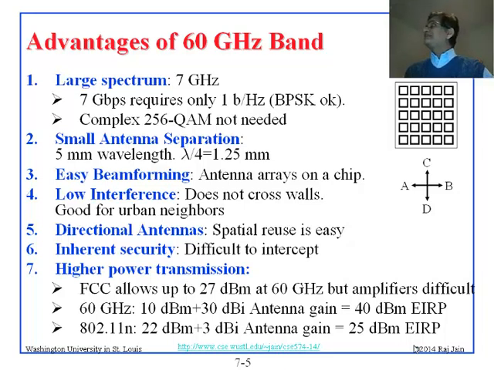Second thing is antenna separation. Remember I told you that the antenna separation is lambda by 4. For 2.4 gigahertz, the lambda was how much? 12 centimeters. So it was 3 centimeters required. Here, the lambda is 5 millimeters. So the separation is 1 millimeter, 1.25 millimeter. So you can put lots of antennas in a little chip. Okay? And so they generally make an antenna array on the chip, and once you have these antennas, you can just put them in different phases and directions and things like that. Easily you can do beam forming.